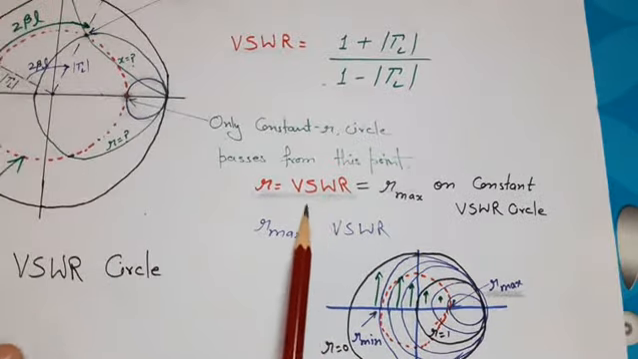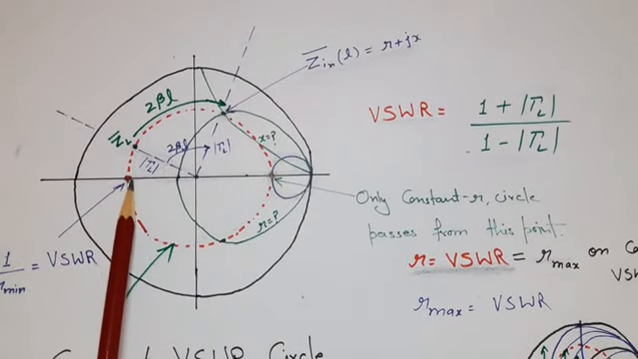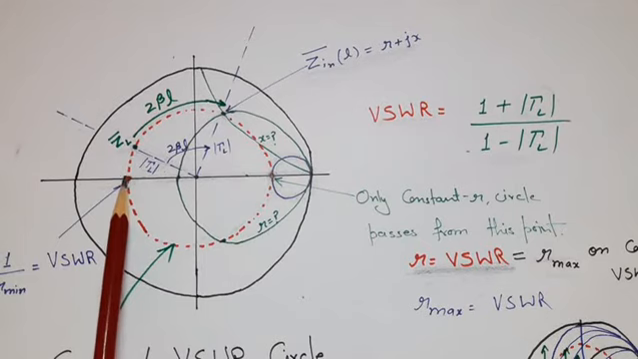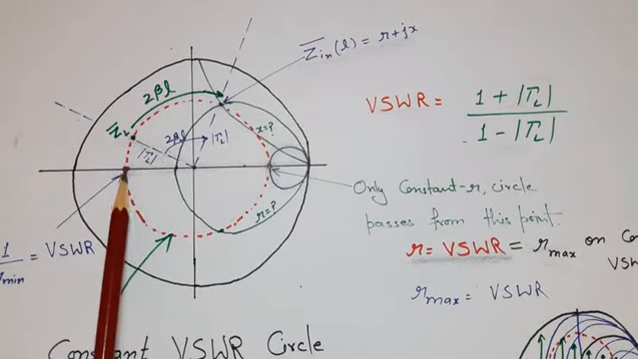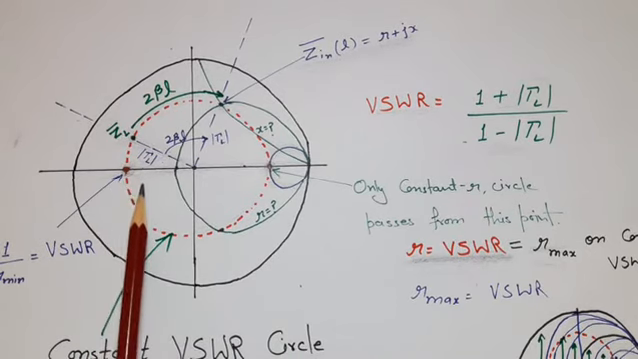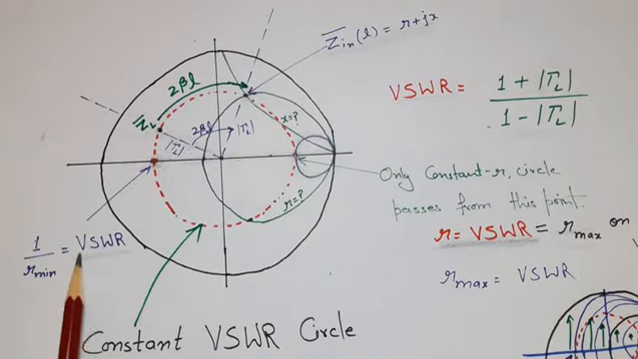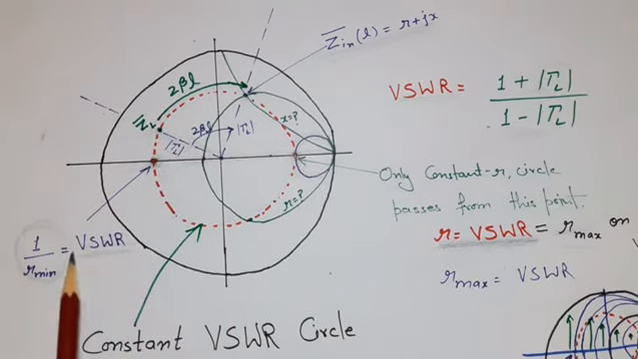Now if we observe this point, for this point also the constant X circle value is 0 and only a constant R circle exists. But because this is the farthest point, the constant R value will be minimum for this point. So the constant R circle which is passing through this point can also give VSWR, because this corresponds to the minimum value of the R circle. That's why VSWR will be equal to 1 upon R minimum. Obviously the VSWR value is always greater than 1, and all constant R circles which lie in this region have value less than 1. So the inverse of that will give a value greater than 1.